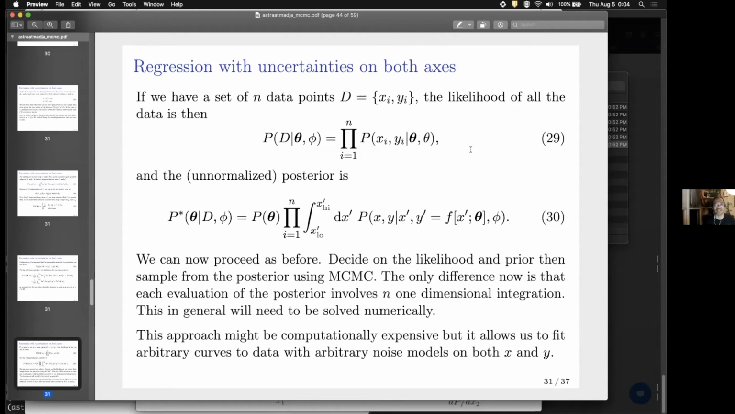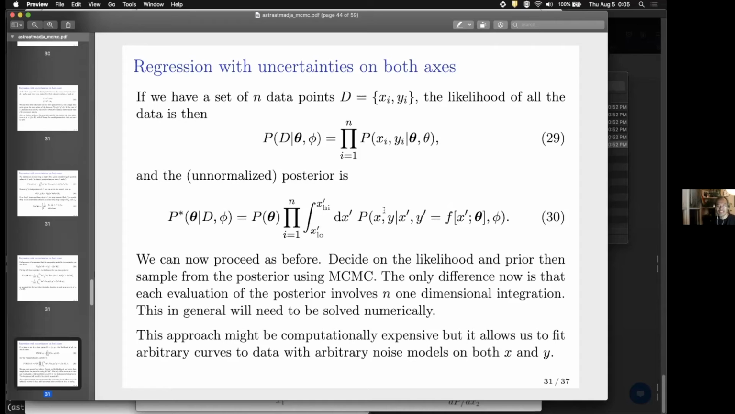Here's the likelihood to observe the whole data set, so the product, and the posterior is this: that's the prior, and this. As you can see, if you have n data, then evaluating the posterior will involve n one-dimensional integrations.